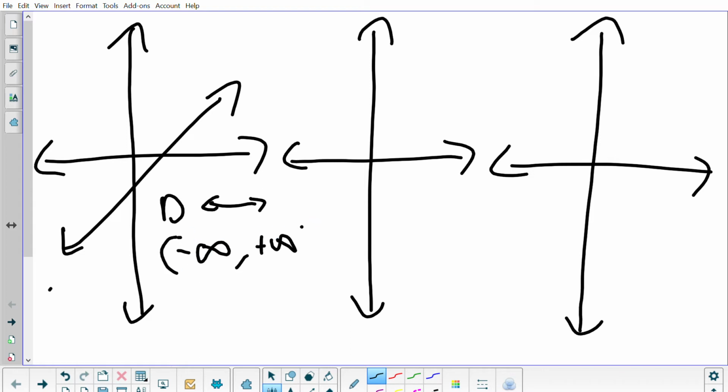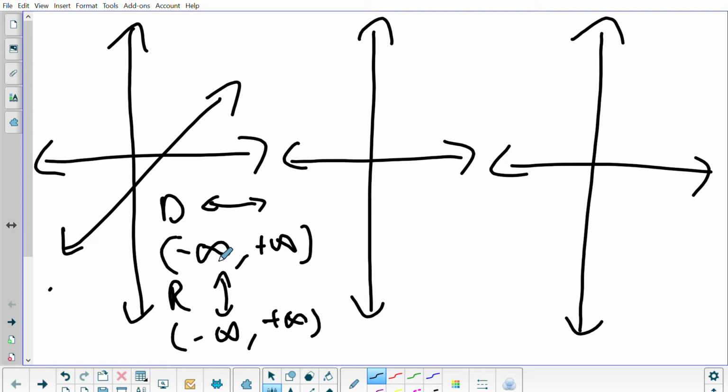I'm going to put these soft parentheses. Parentheses tell me that the number is actually not achievable. So I can't achieve infinity. So I'm going to get super close but never actually touch it. Range is how far up and down something goes. And I always go down to up. So I go down for forever and up for forever.